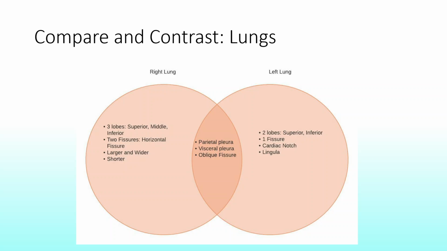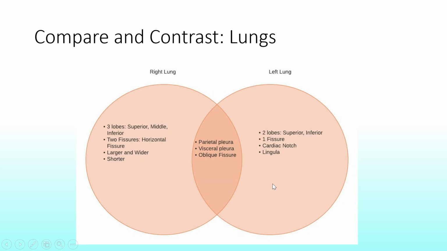So now let's compare and contrast the lungs. We have a left and a right lung. Here I can see that the right lung contains 3 lobes: the superior, the middle, and the inferior lobes. It contains 2 fissures, the horizontal fissure as well as the oblique fissure, which is found in the middle because the left lung also contains the oblique fissure. The right lung is larger and wider, and it's shorter compared to the left lung.